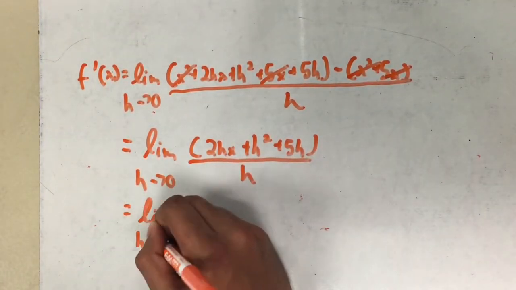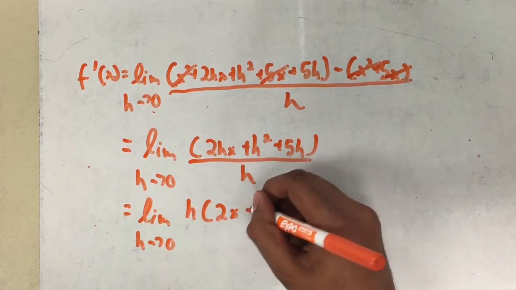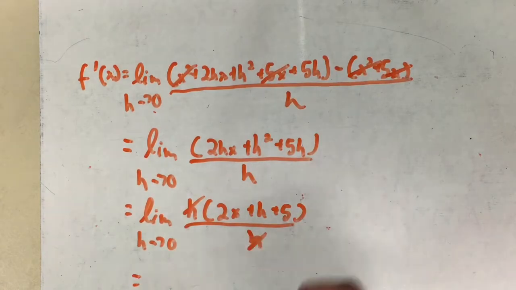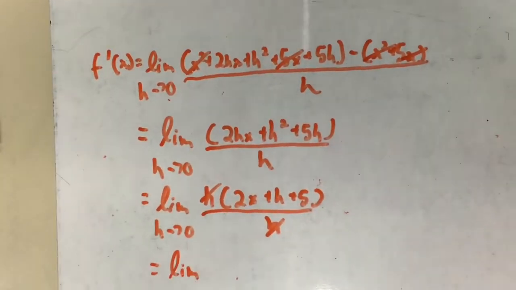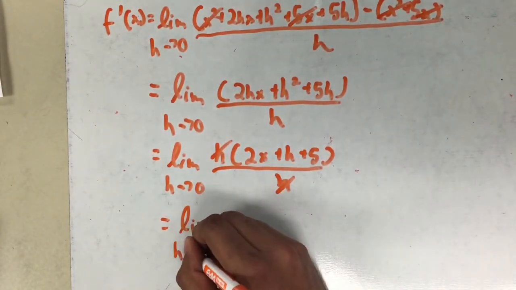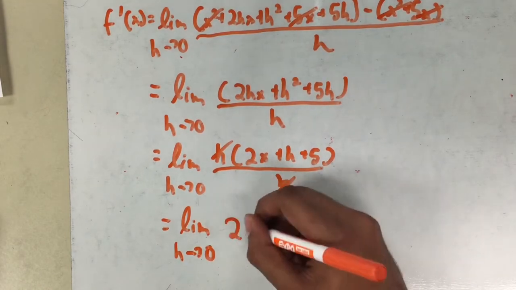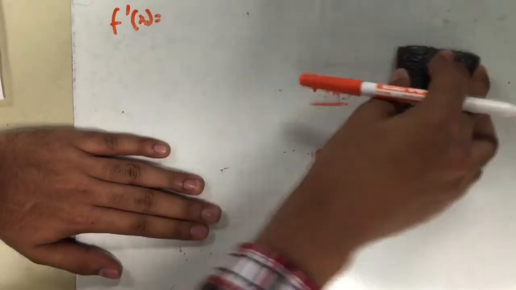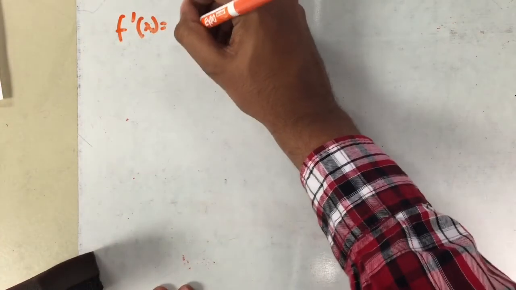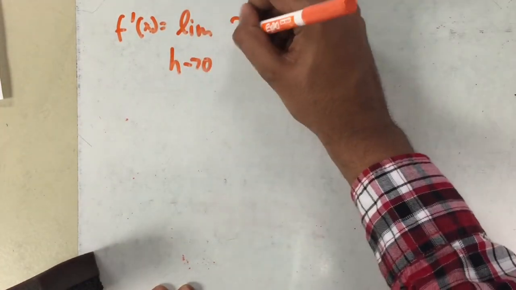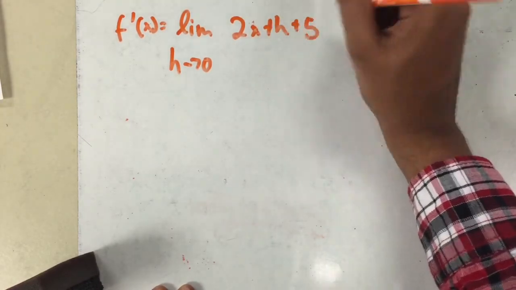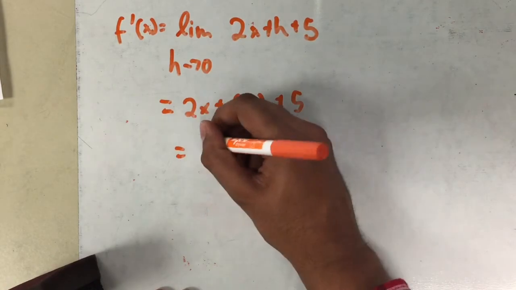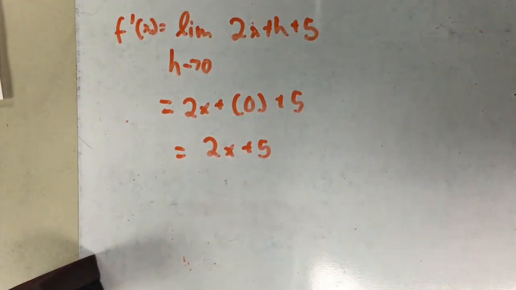And now you can see there's an h in all of them, so we can factor out an h from all of the terms in the numerator. And the h's in the numerator and the denominator cancel out. So what you're left with is the limit as h approaches 0 of 2x plus h plus 5. And now what we're doing is plugging in 0 for h. And that gives you 2x plus 5.